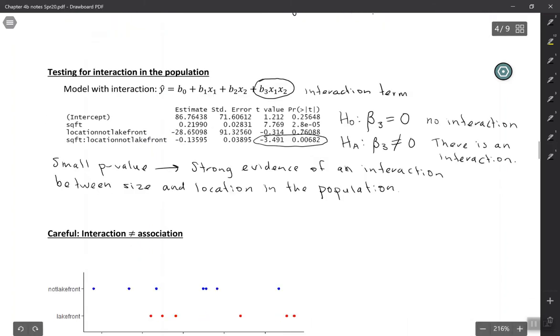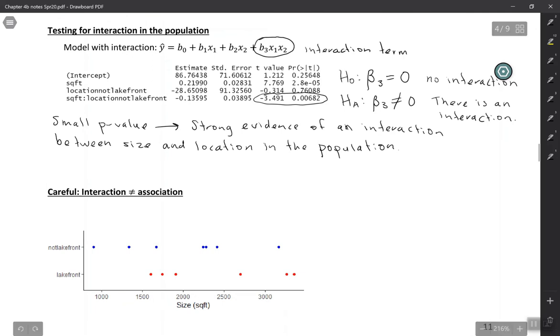One more warning I wanted to give about interaction is that interaction is not the same thing as association. A lot of times in regular conversational English, we use them interchangeably, but they don't mean the same thing here. An interaction, which is what we were doing before, actually involves 3 variables, right? Because, for example, we would be looking at the relationship between size and price and how that changes based on location. Whereas association is just about the relationship between 2 variables.